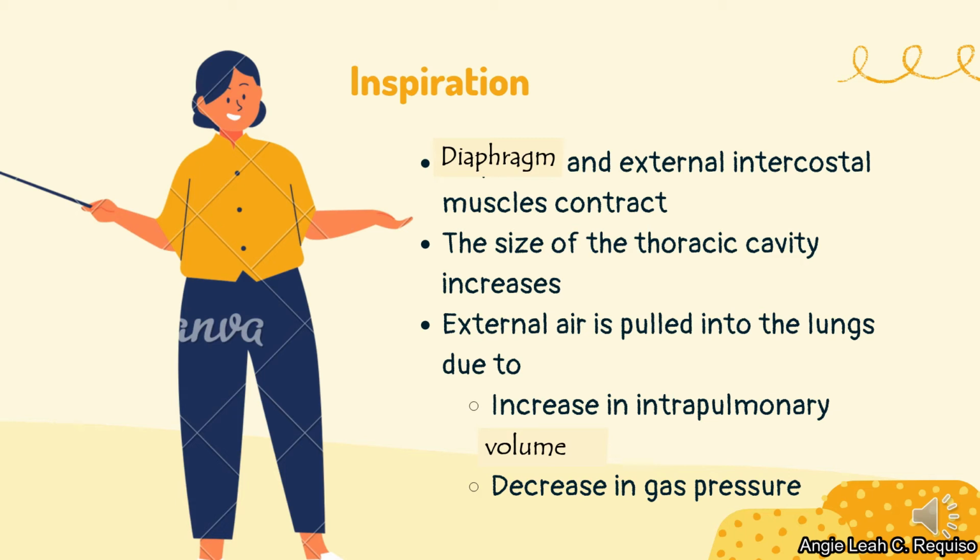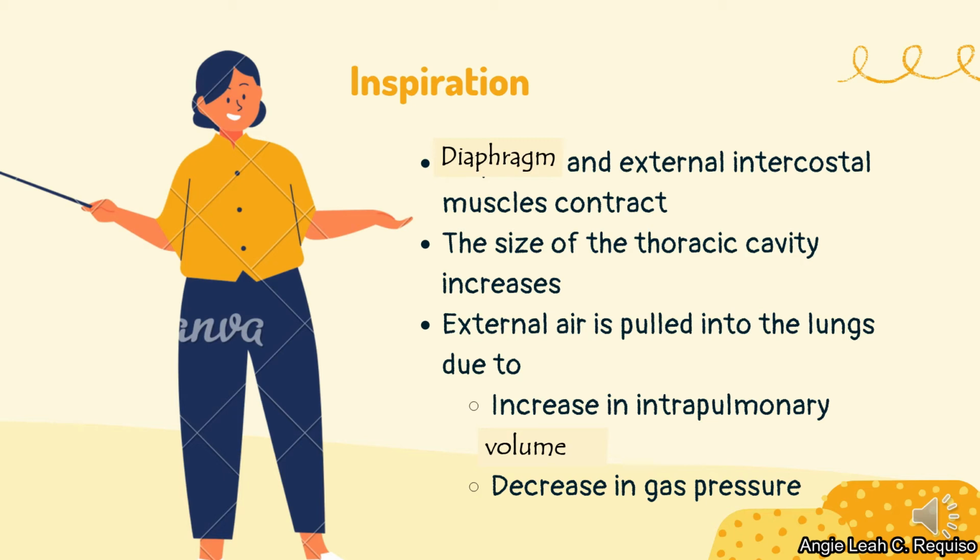And external air is pulled into the lungs due to, first, an increase in intrapulmonary volume. Intrapulmonary means the pressure within the lungs. So external air is pulled into the lungs due to the increase of the volume within the lungs. Second is due to a decrease in gas pressure. The inspiration process creates a lower pressure within the lung than that of the atmosphere, causing air to be drawn into the lungs.